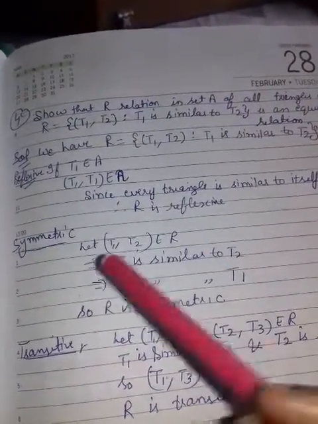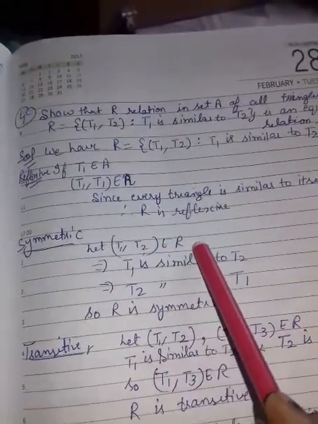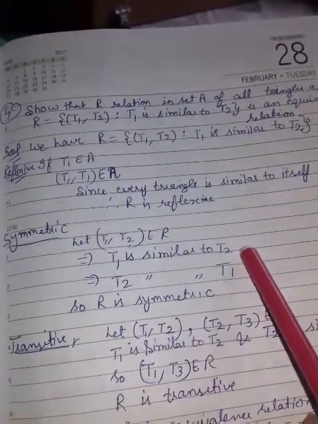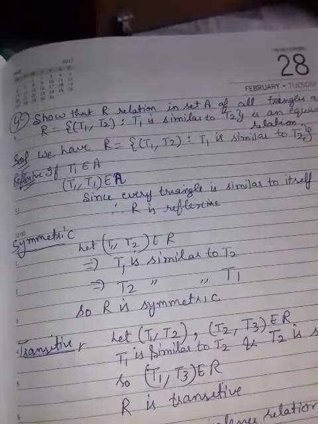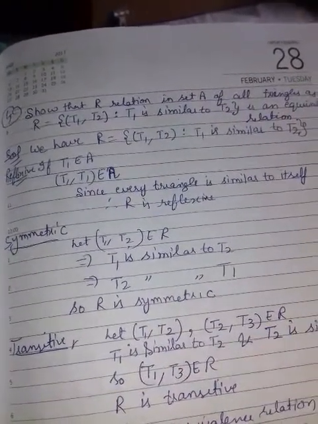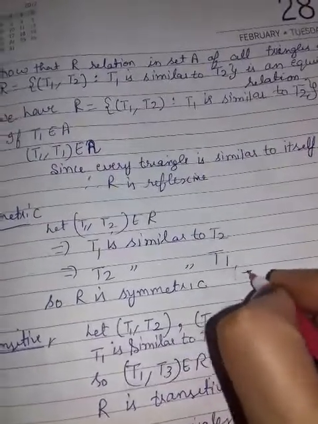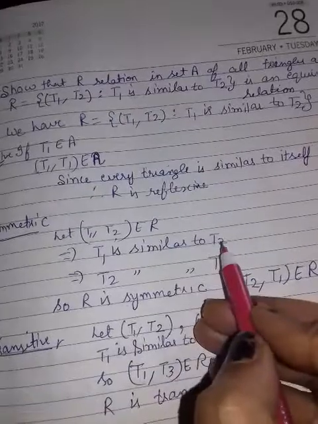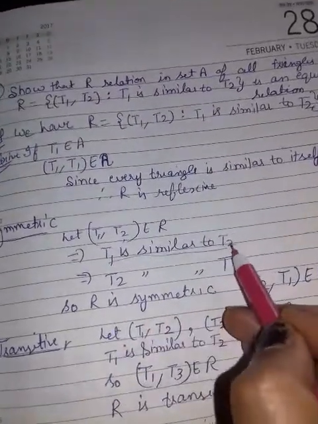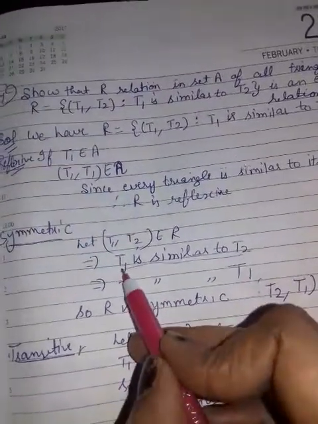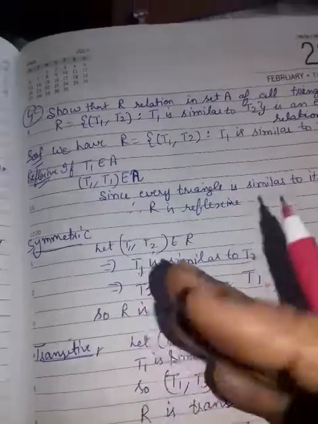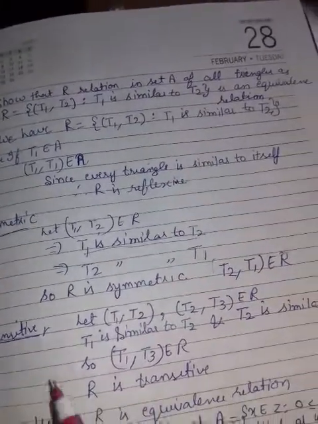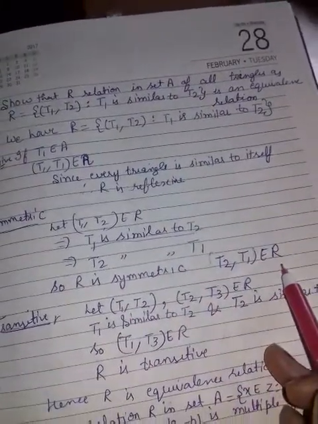In symmetric, let T1 T2 belong to R. It means in the relation T1 is similar to T2. But now in symmetric you want its reciprocal. What do you want? T2 comma T1 you want for making it symmetric. It must also be in R. If I say T1 is similar to T2, is it possible that T2 is similar to T1? Of course. If anything is similar to another thing, then the other thing is also similar to the first thing. So it is symmetric. Clearly it is belonging to R.